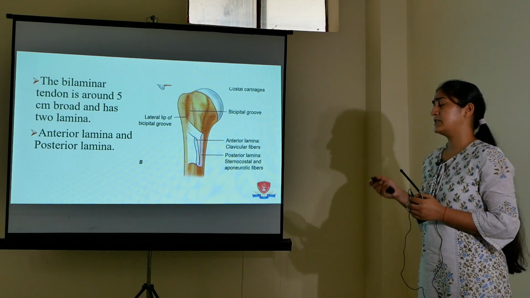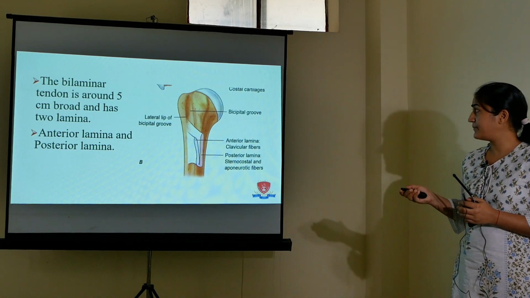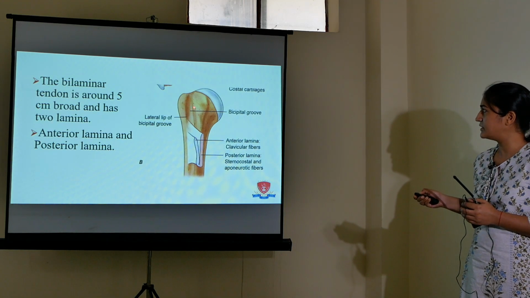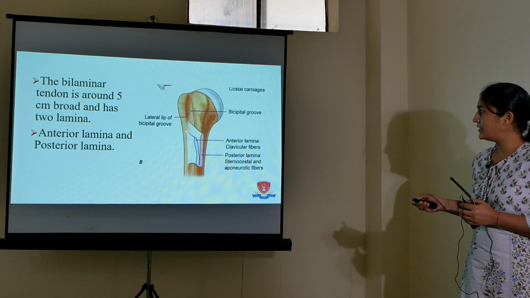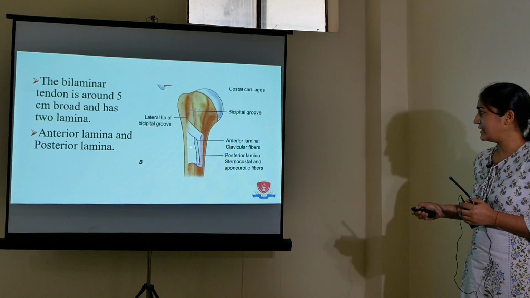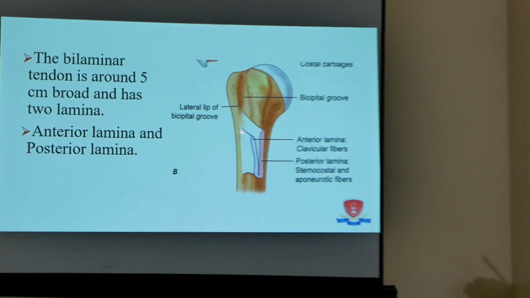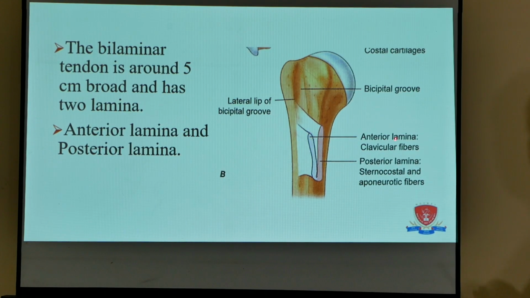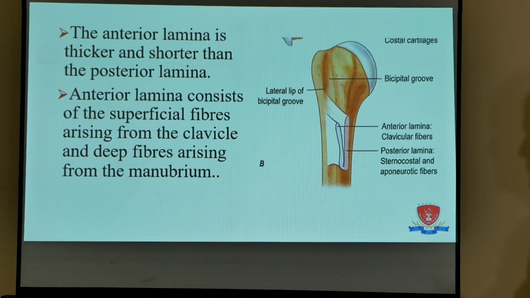One thing is, it is inserting on the lateral lip of the bicipital groove. This is the bicipital groove, this is the lateral lip, this is the medial lip. On the lateral lip we have the pectoralis major insertion, and that too in the bilaminar form. So we have anterior lamina and posterior lamina. The anterior lamina is formed of the clavicular fibers, and the posterior lamina is formed of sternocostal and aponeurotic fibers.